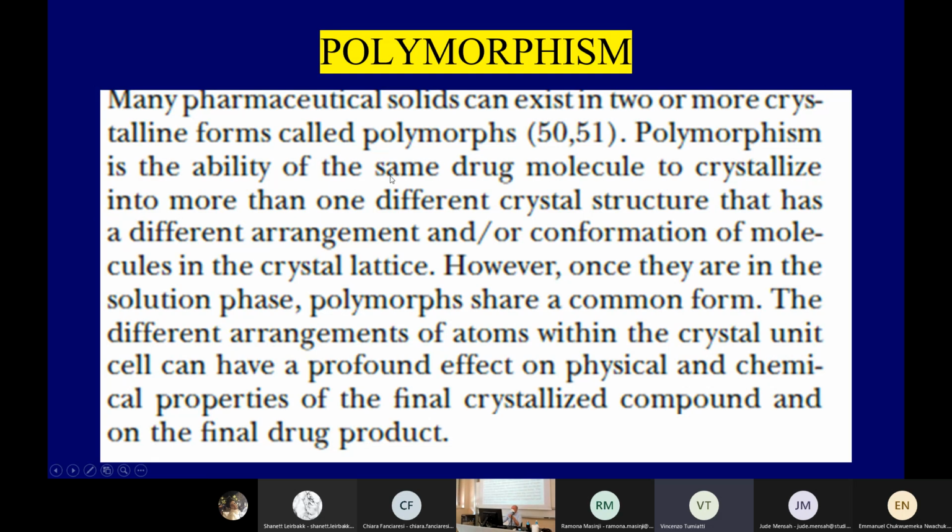So you see here the definition of polymorphism. Polymorphism is the ability of the same drug molecule to crystallize into more than one different crystal structure. However, once they are in the solution phase, we have the solution dissolved. No more polymorphism. The different arrangements of atoms within the crystal unit cell can have a profound, a deep effect on physical and chemical properties. This is the point. The final drug product.